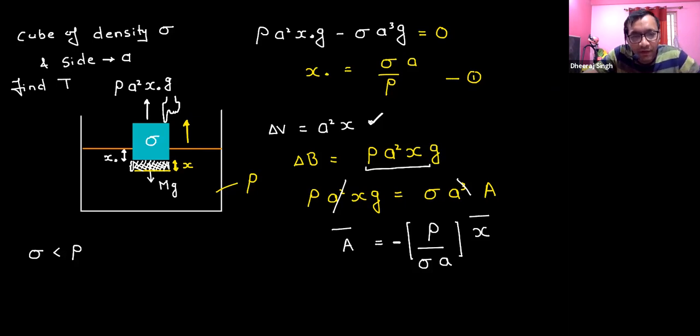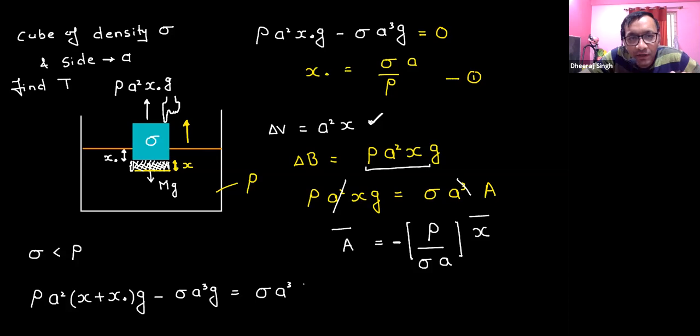Or if you are very careful, you can write down the net force as rho a square (x plus x naught) g, this is the net buoyant force, minus mg. This is equal to mass m times acceleration. That way if you write, then also this thing is zero. So using this equation, again, it gets reduced to this only. Understood, Shabda?